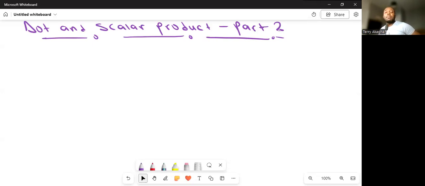So we're going to talk about part 2 of the dot and scalar product. In part 1, I introduced some concepts, okay? But in part 2, I'm going to introduce one more formula. Then after that, we'll go straight into some examples and solve them here.